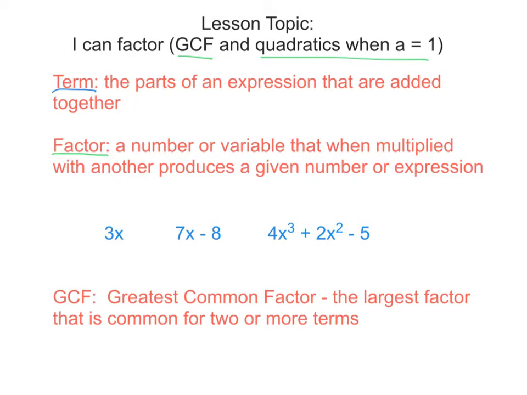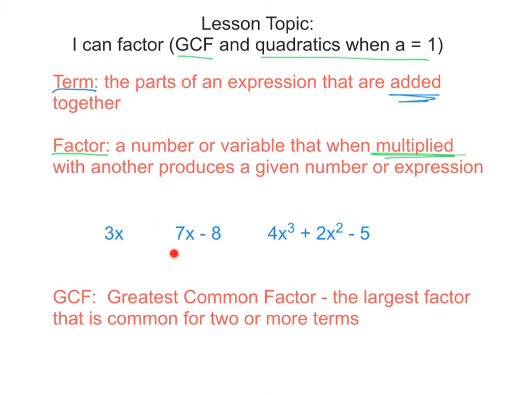So now let's talk about the word factor before we carry on. A factor is a number or a variable that when it's multiplied with another one, produces a given number or expression. So here's our expression, 3x. Again, it has a single term. Each of the parts of that are factors. So here's the key: terms are things that are added together, and factors are things that are multiplied together. So 3 is a factor, and x is a factor, because they're being multiplied together. It is a term.